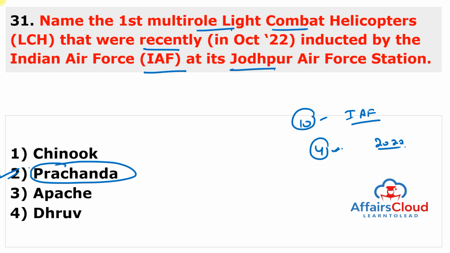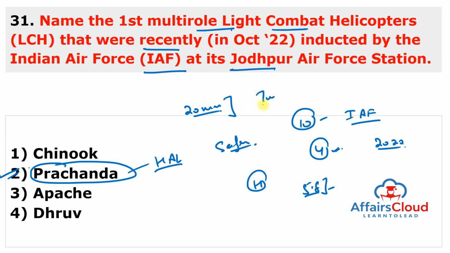And Prachand is developed by Hindustan Aeronautics Limited in collaboration with a French engine maker company known as Safran. Prachand is designed for high altitude areas, a 5.8 ton twin engine light combat helicopter equipped with the Shakti engine, and it is armed with 20 mm turret guns, 70 mm rocket system and air-to-air missiles. So remember, this is the first multi-role light combat helicopter named Prachand.